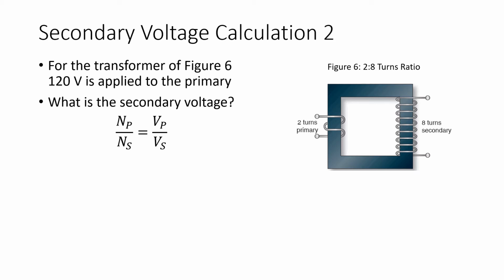Let's look at another example. For the transformer of Figure 6, we're given that the primary voltage is 120 volts. And what is the secondary voltage? Again, we start with our equation, NP over NS equals VP over VS. We substitute our known values. NP is 2, NS is 8, and VP is 120 volts, and we calculate the secondary voltage to be 480 volts.